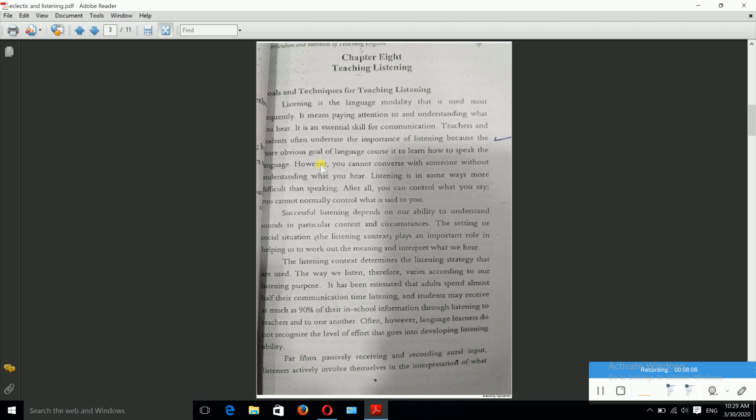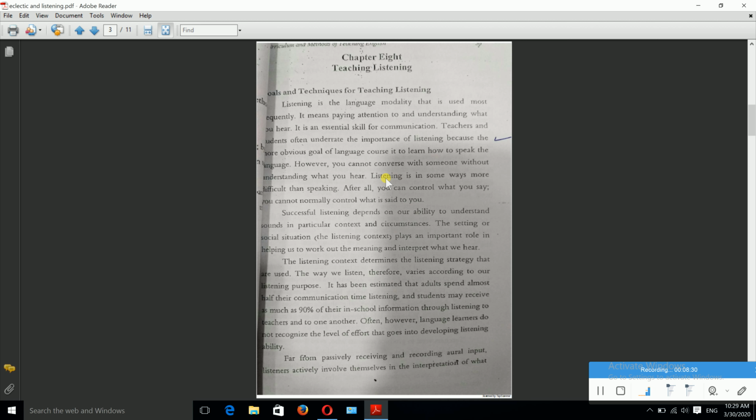However, you cannot converse with someone without understanding what you hear. Listening is in some ways more difficult than speaking. Yes, here listening is more difficult. How can we speak, dear students, if understanding is not achieved, and understanding comes from good listening?